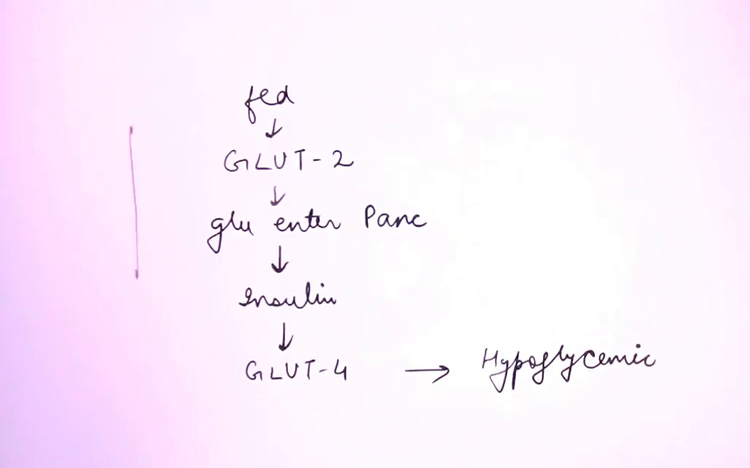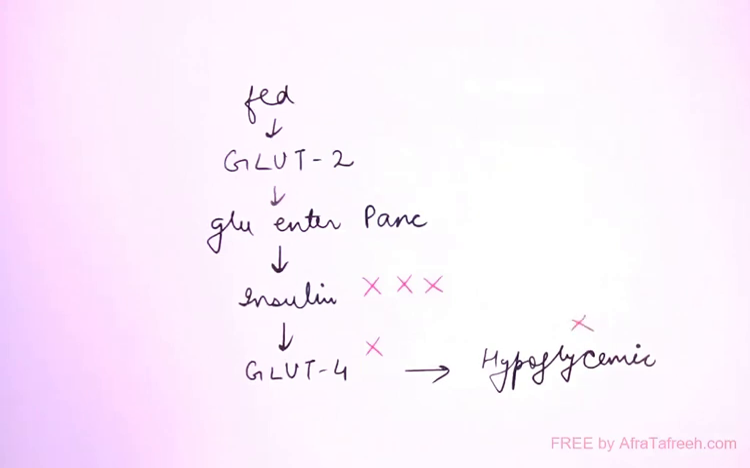See the sequence. GLUT2 comes before insulin, so GLUT2 is also not dependent on insulin, right? Only and only GLUT4 is dependent on insulin. Now, what is the problem in a diabetic patient? There is relative or absolute deficiency of insulin. When insulin is not there, then GLUT4 is not activated, then hypoglycemic action is not achieved. That is, all the glucose stays in the blood vessel, not entering the cells.